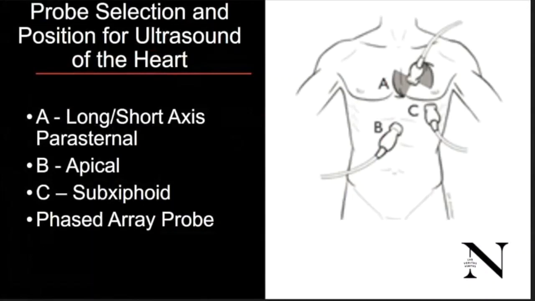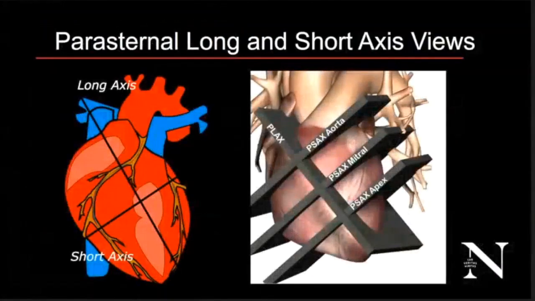But these are the positions, right? So A is the parasternal, and C on the picture is the apical view, and B on the picture is the subxiphoid view. Sorry about that. Okay, so here are your ninja cuts: long axis, short axis, aortic, mitral, apical level.